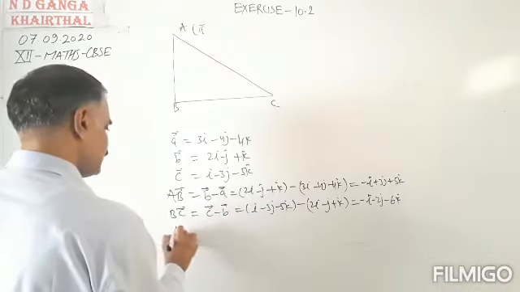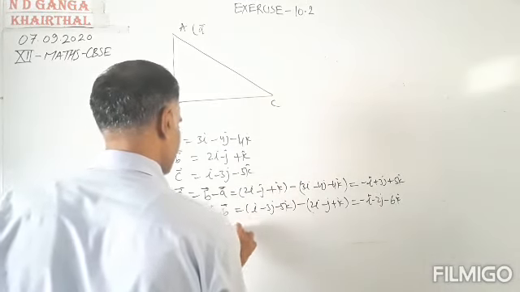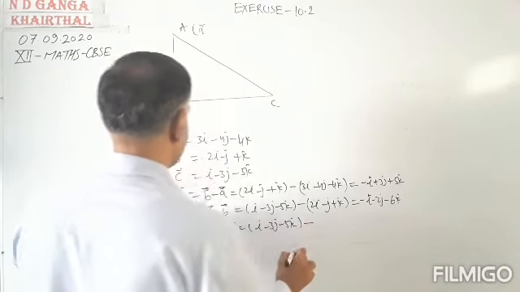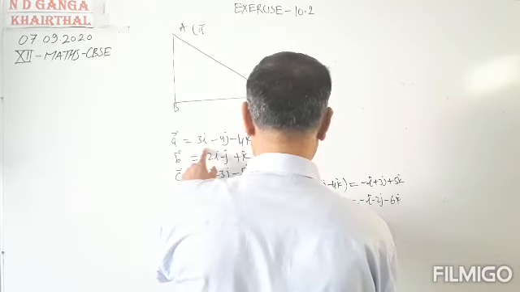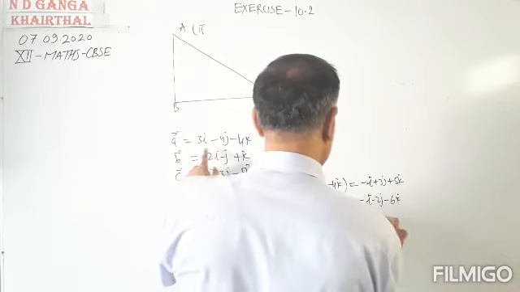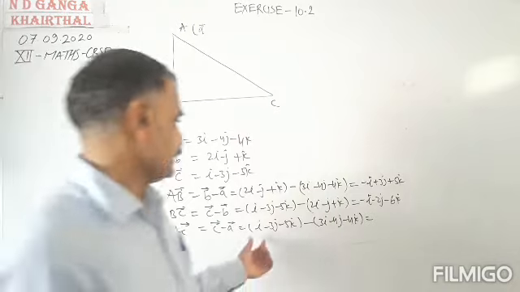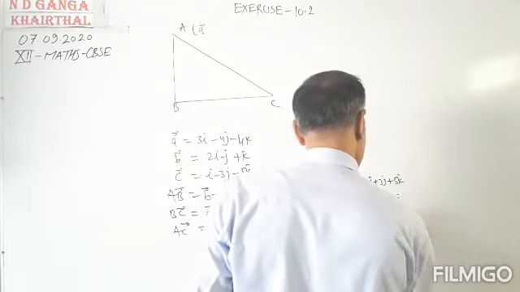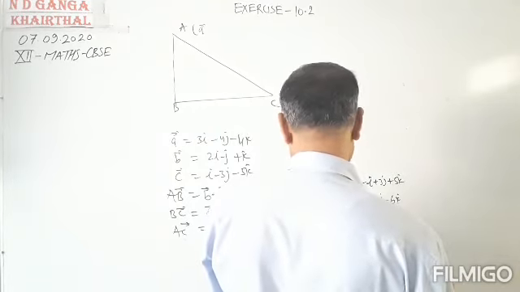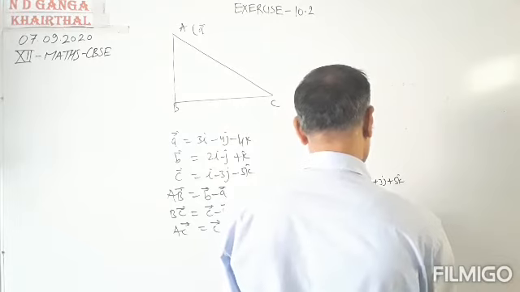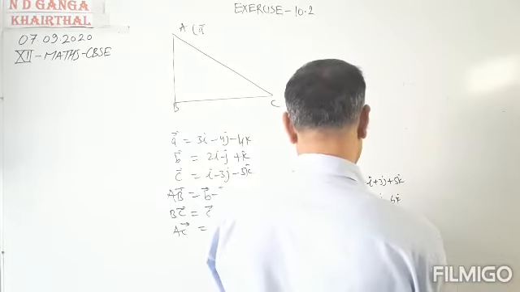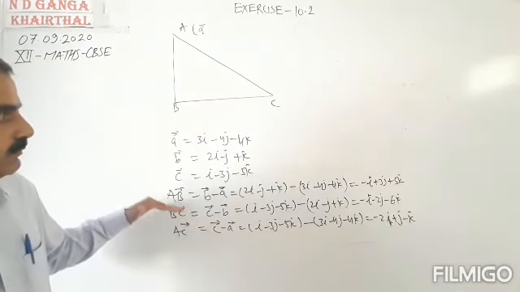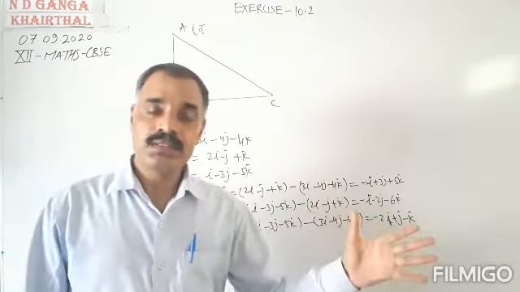Okay, and then AC vector equals C vector minus A vector, that is i cap minus 3j minus 5k minus A vector. A vector means 3i cap minus 4j cap minus 4k cap, and after solving we will have i minus 3i, minus 2i cap, minus 3j plus 4j, plus j, and minus 5k plus 4k, that is minus k cap. Okay, so these are the three sides of the triangle.